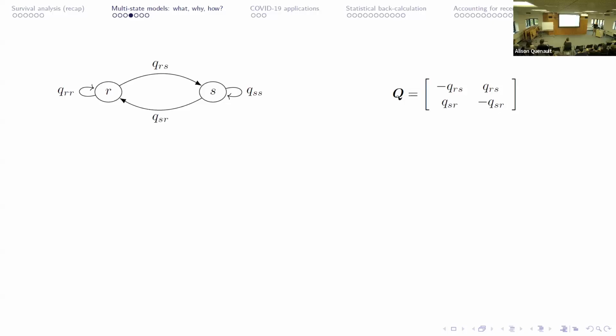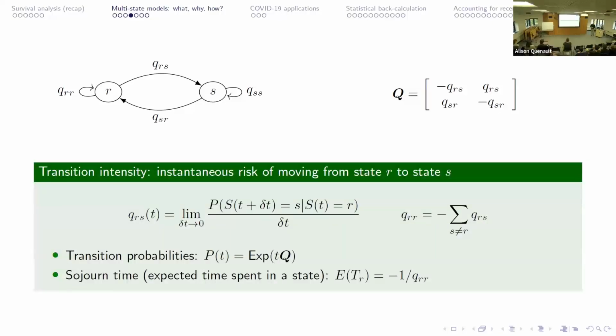And if we had more states, essentially we sum over all of the states, and the transition intensity for remaining in a state is the negative sum of all of the transitions out of that state. A bit more formally put, the transition intensity is the instantaneous risk of moving from one state to another, or else the probability, as delta t tends to 0, that the next state will be state S, given the current state is state R, all over delta t.